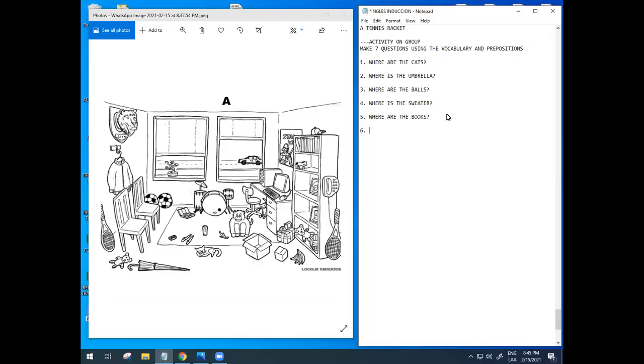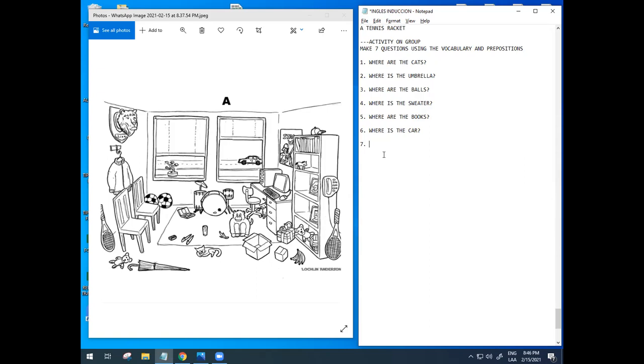Where are the books? Y eso que está aquí, que es un juego de video. Puedes poner algo afuera como where is the car? ¿Será que tan lejos lo van a alcanzar a ver? Where is the car? Están las bananas ahí.